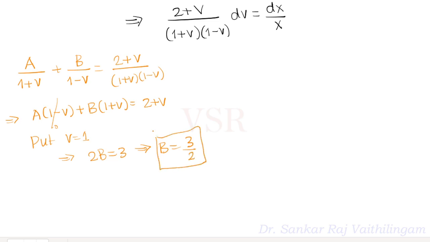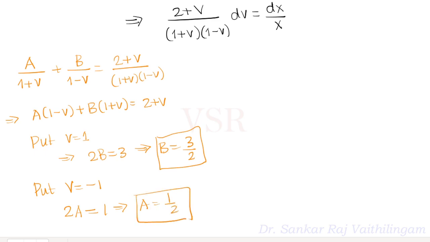Okay. Next, we are going to put V equal to minus 1. When we put minus 1 in place of V, we get 1 minus of minus 1, which is 2 times A, plus this term becomes 0. So 2A is equal to 2 minus 1, which is 1. So this implies that A is equal to 1 by 2.